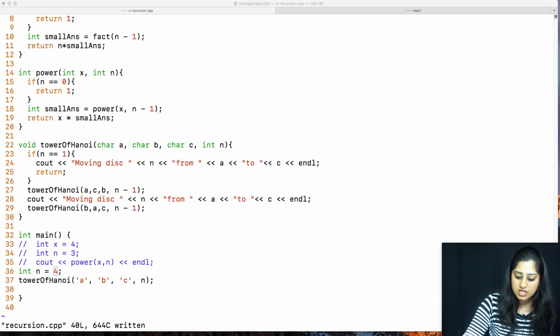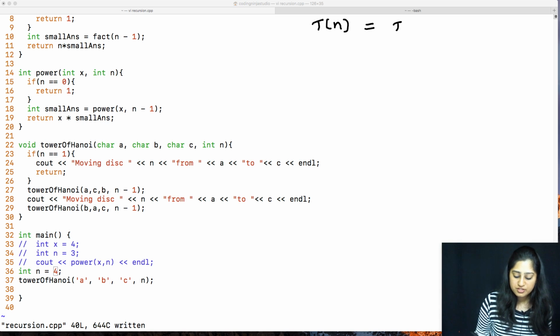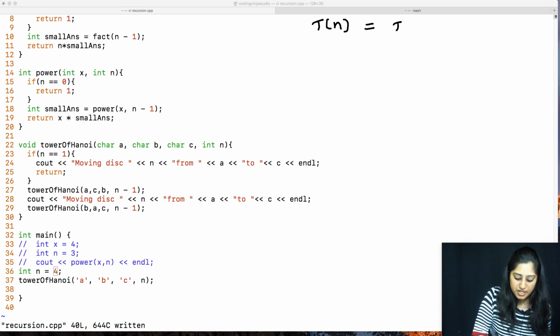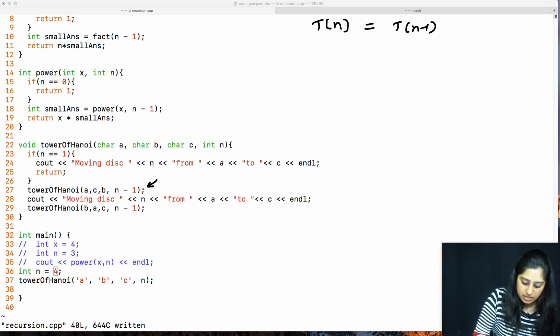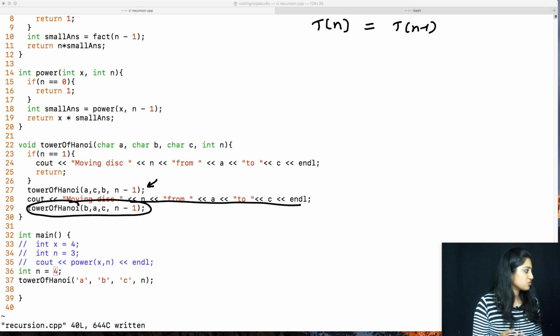So the recursive equation that I have to write for this problem would be that in order to solve the whole problem, that is Tower of Hanoi of moving n disks, I need to solve a problem of size n minus 1 first, that is moving disks from A to B. And then it will take some time to transfer the last disk from A to C, and then I have to again solve a problem of size n minus 1.